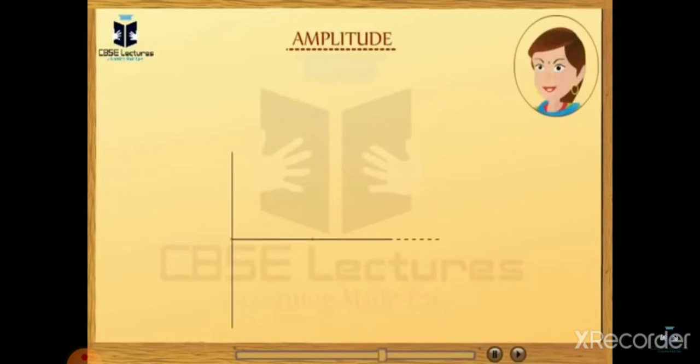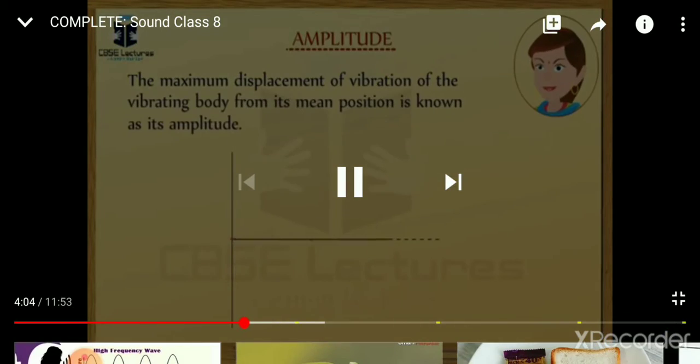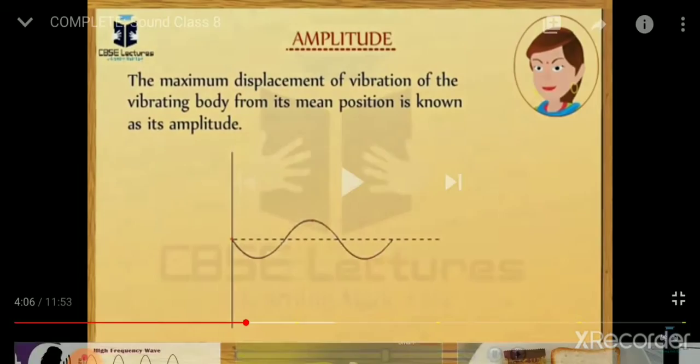So listen about the amplitude. What is amplitude? Amplitude means the maximum displacement of vibration of the vibrating body from its mean position is known as its amplitude. Meaning, from its rest position, the maximum displacement of the vibrations, okay, that is the amplitude from the rest position to the maximum displacement of vibration. So this is known as amplitude.